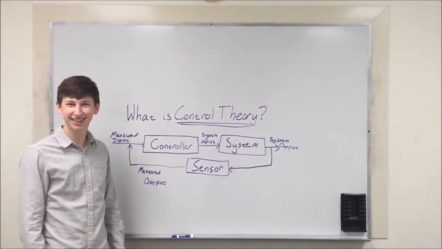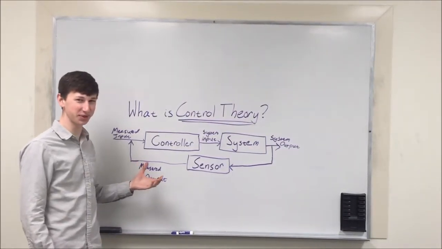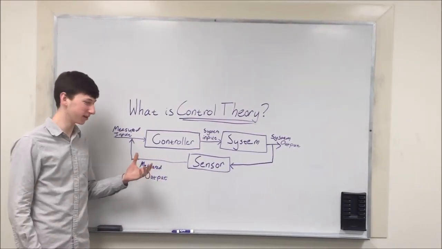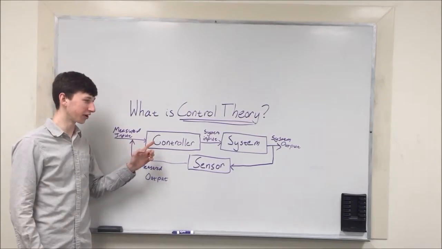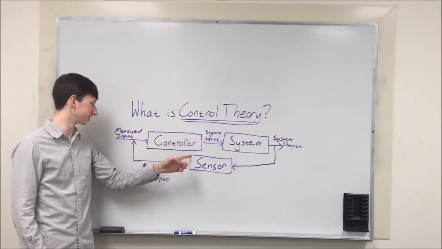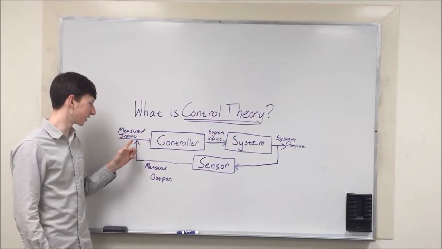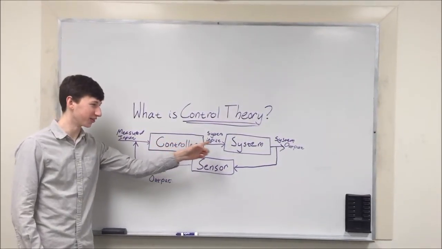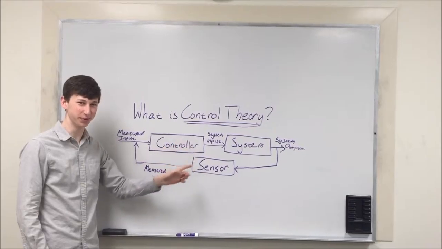So right about now, you might be wondering, what is control theory? Well, I'm going to tell you. In this very simple diagram, we have described how the controller controls the system, and then the sensor senses the outputs of the system and changes the measured input in the controller through the system in a continuous loop.